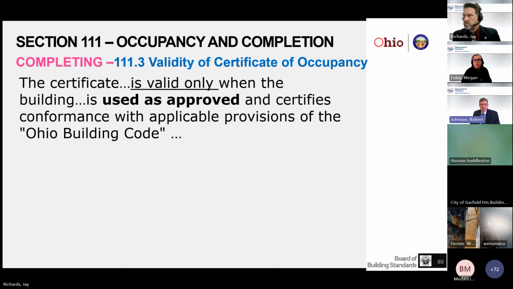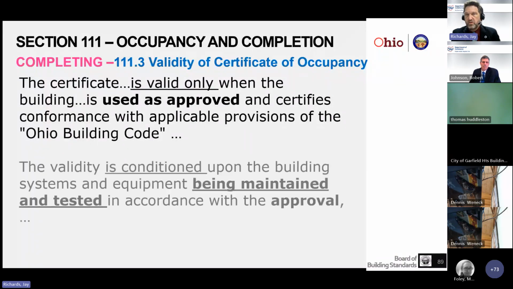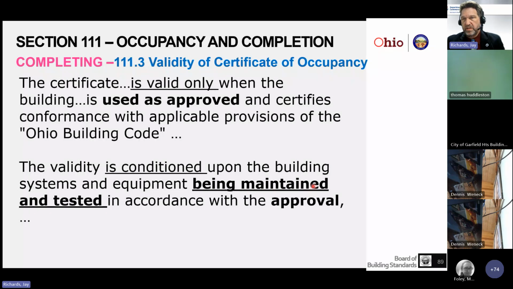Also, we don't want to allow the CO to become basically a tenancy report card. So a building as built is safe, and as long as it's being used the way it was originally approved, we don't care who's in it or what their name is. It's still valid and it can still be occupied safely. Yep. So the certificate of occupancy is valid if it's used as approved and the building is being maintained and tested in accordance with that approval.